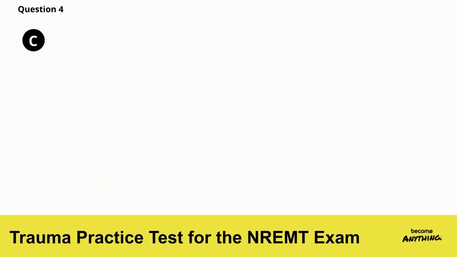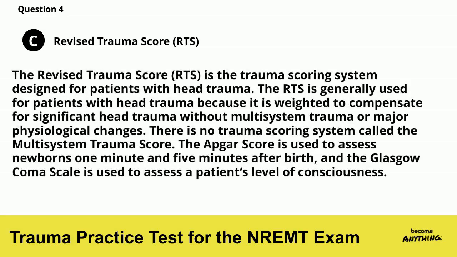The correct answer is C, Revised Trauma Score, RTS. The Revised Trauma Score, RTS, is the trauma scoring system designed for patients with head trauma. The RTS is generally used for patients with head trauma because it is weighted to compensate for significant head trauma without multi-system trauma or major physiological changes. There is no trauma scoring system called the multi-system trauma score. The APGAR score is used to assess newborns 1 minute and 5 minutes after birth, and the Glasgow Coma Scale is used to assess a patient's level of consciousness.